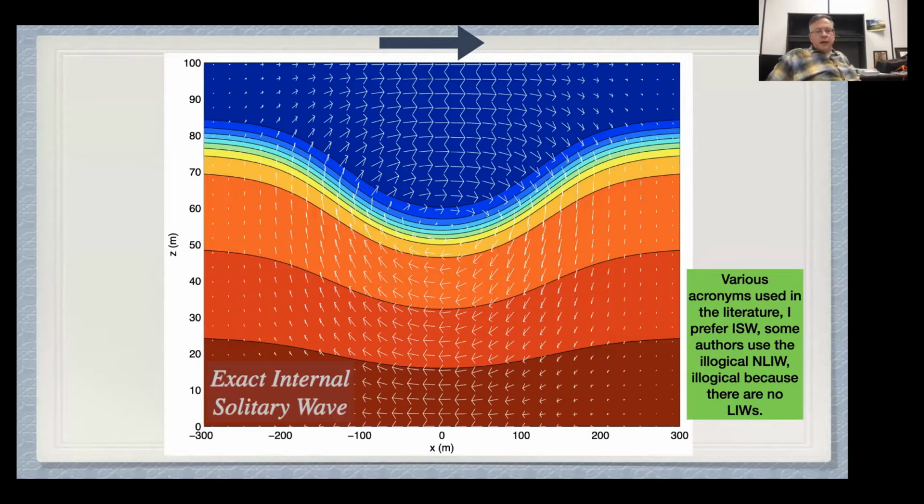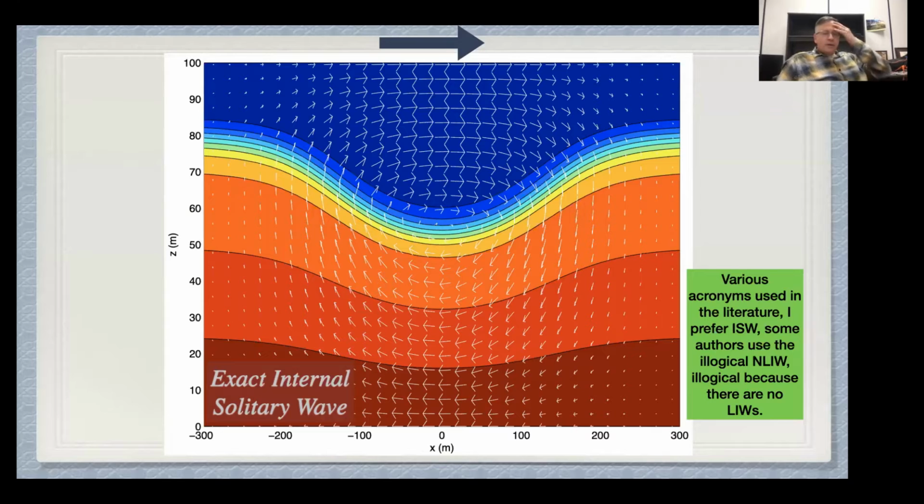Almost all waves have some departure from that idealization. Something that's much closer to what has been observed is the picture over here. So this is an example of a fully nonlinear or exact solitary wave, okay? I prefer the acronym ISW for internal solitary-like wave. Sometimes in the literature people use the acronym NLIW, which my PhD advisor thought illogical, because there's no such thing as linear waves. Linear waves are mathematical abstractions, and any finite amplitude wave, if you wait long enough, will show nonlinear characteristics. Okay, so, little peccadillos about acronyms aside, what are you looking at?